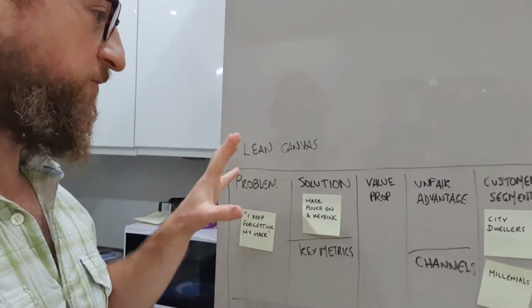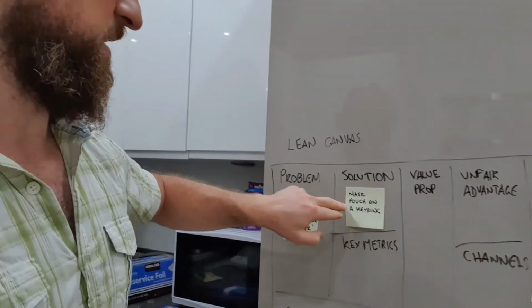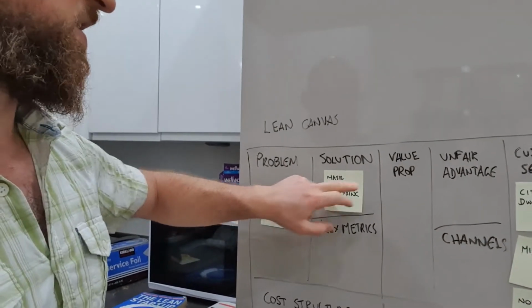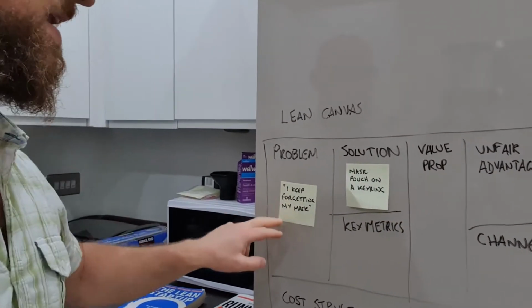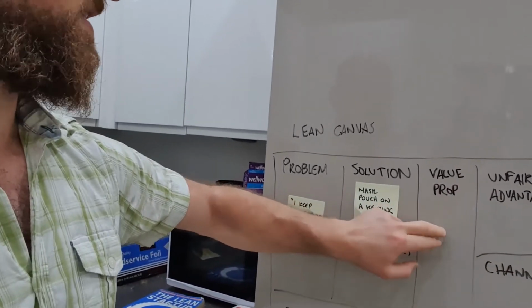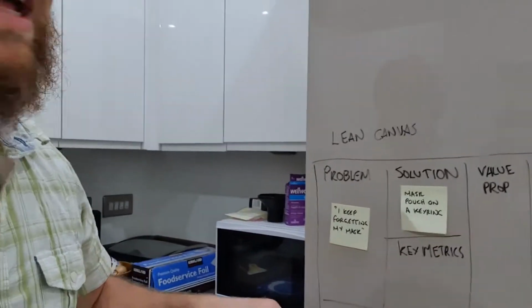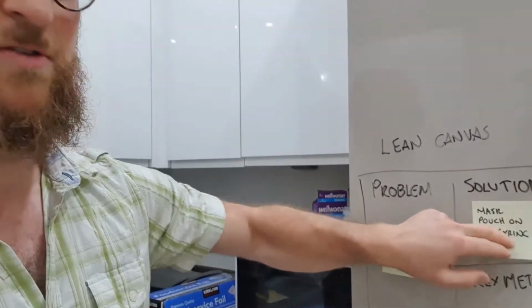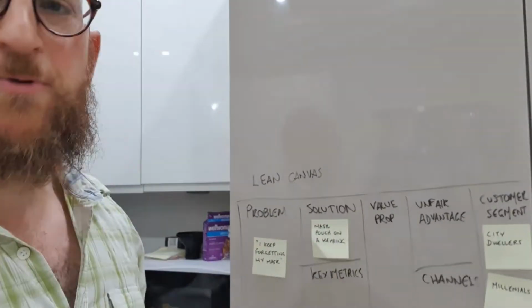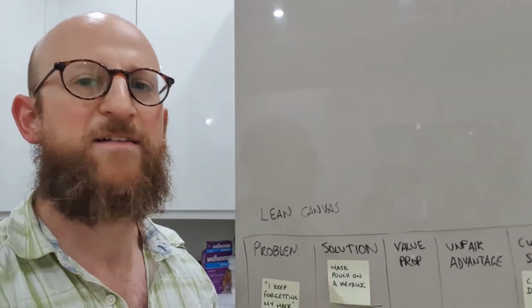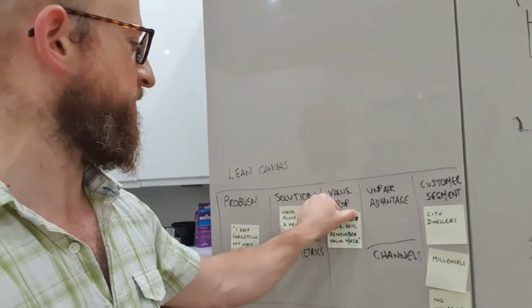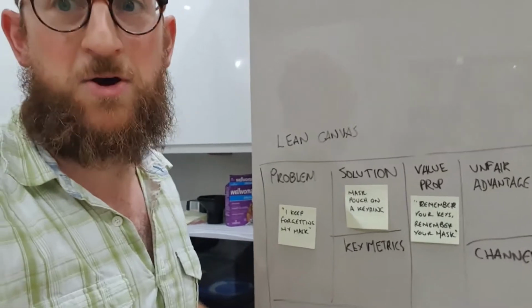Okay? And then I've got a way of saying I think I'm going to be able to sell mask pouches on keyrings to these people in order to solve that problem for them. So then we work out what is the value proposition there. I think in the book maybe he does value proposition before solution, but you'll have to forgive me. So a value proposition is like, how would you describe the benefits of your thing very succinctly? So I'm going to call it, remember your keys, remember your mask.